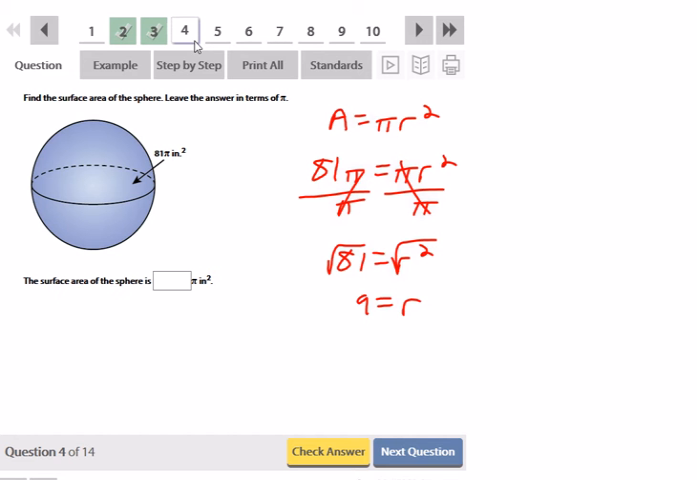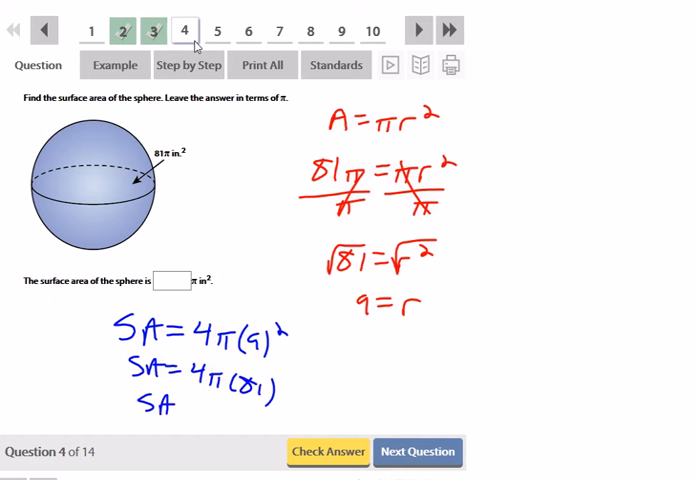My radius is 9, so my surface area would then be 4 pi times 9 squared. So my surface area is 4 pi times 81, which is 324 pi. That is exact.